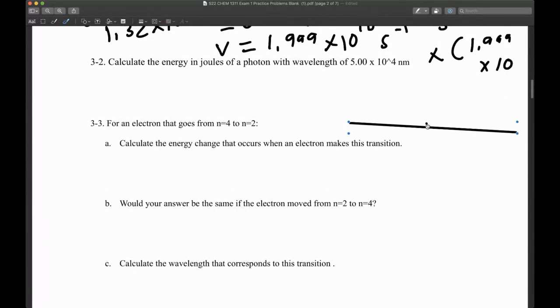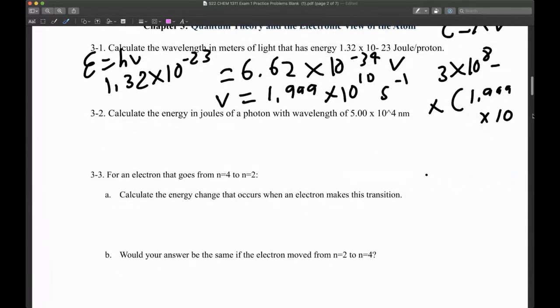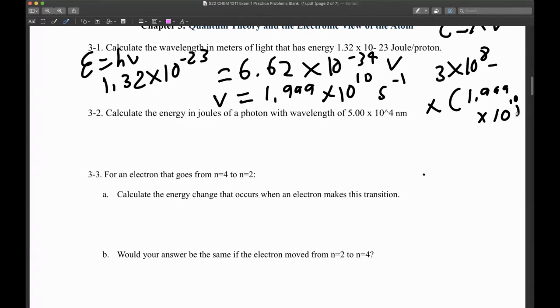Excuse me. We get, solving for wavelength, we get wavelength equal to 1.50 times 10 to the power of -2. Okay, so that was a bit of a doozy. Does anyone have any questions?